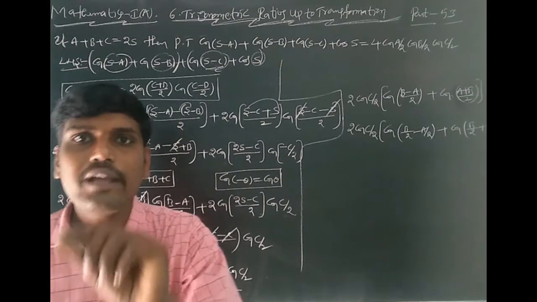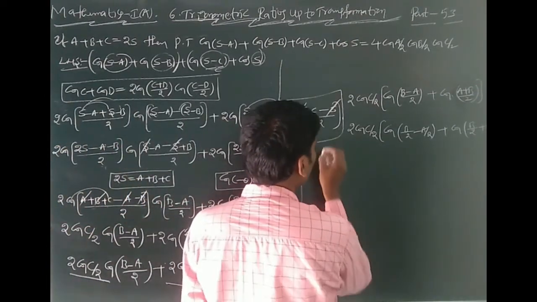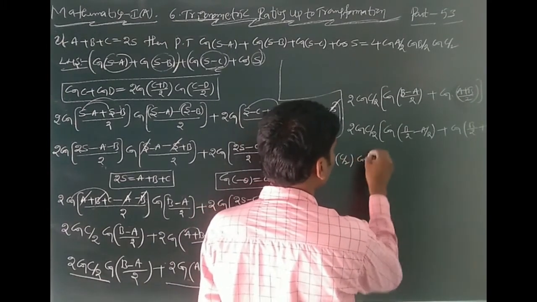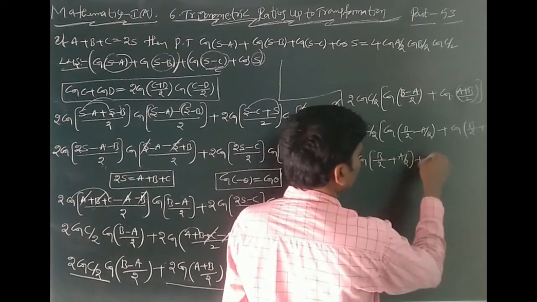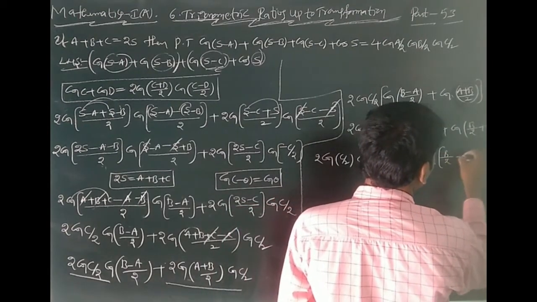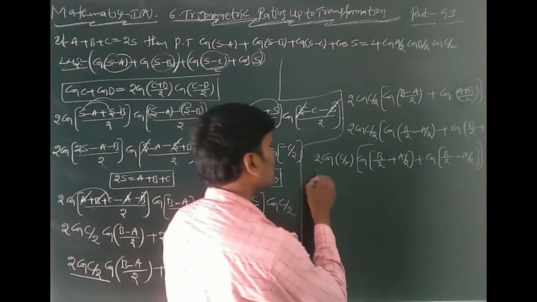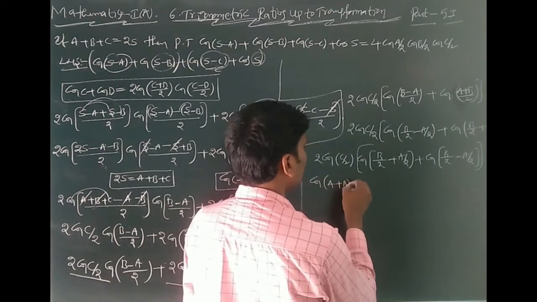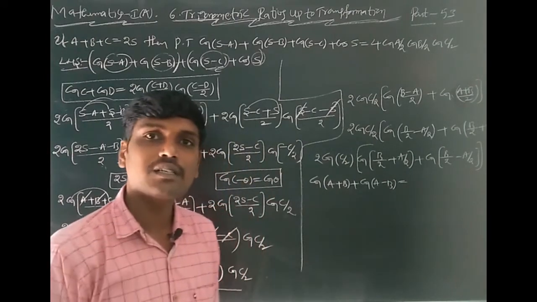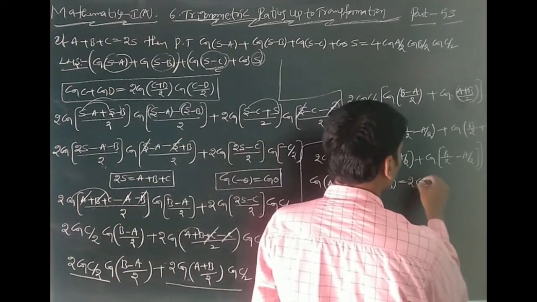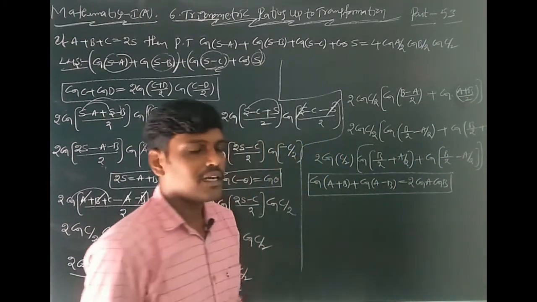A plus B and B plus A both are equal, that's why you can write 2 cos C/2 into cos of (B/2 plus A/2) plus cos of (B/2 minus A/2). Okay, students. After that, cos of (A plus B) plus cos of (A minus B): what is the formula? 2 cos A cos B. That is the formula.